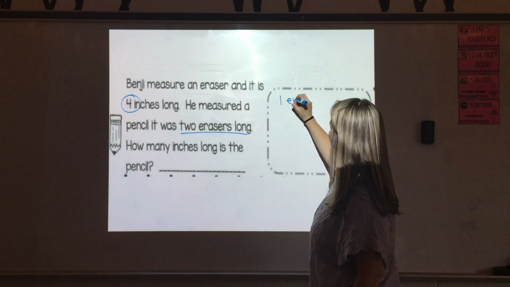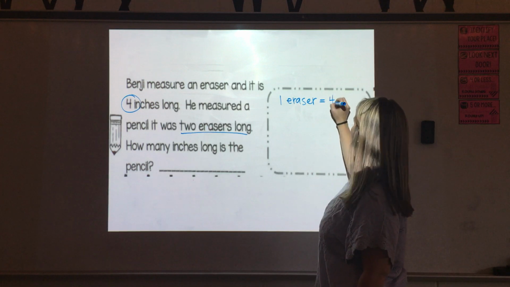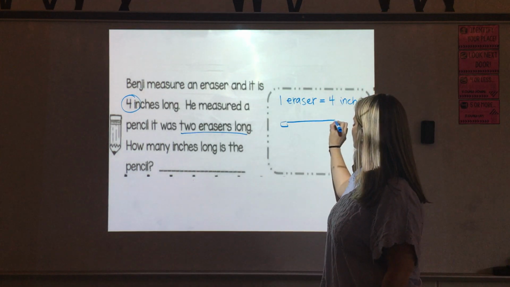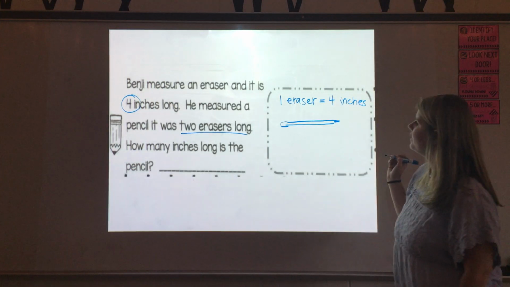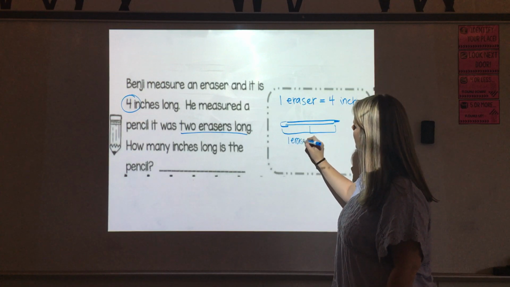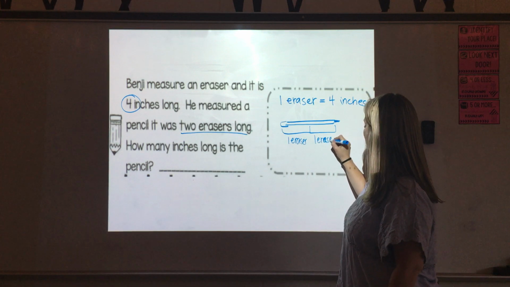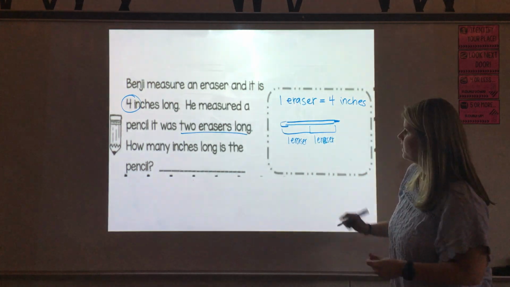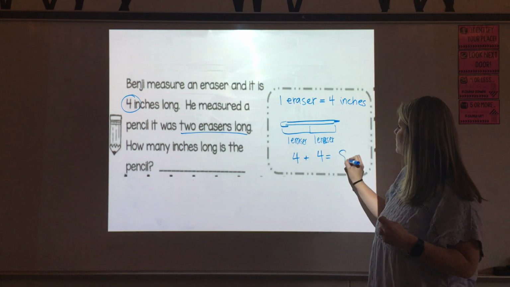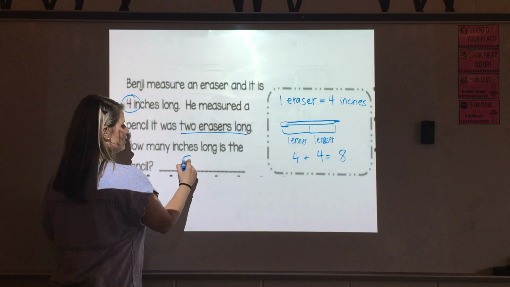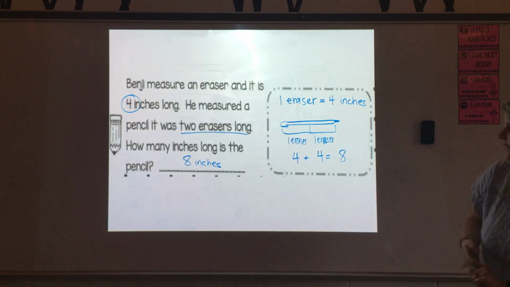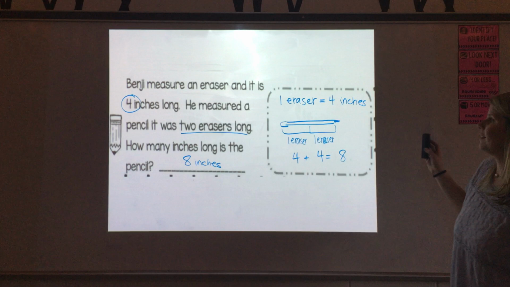So 1 eraser equals 4 inches. So he said he measured a pencil. Here's my best pencil. Not too bad. He measured a pencil and it was 2 erasers long. So it was 1 eraser, 1 eraser. Okay, so I know that 1 eraser was 4 inches. So when I add 4 plus 4, I get 8. So the pencil is 8 inches long.